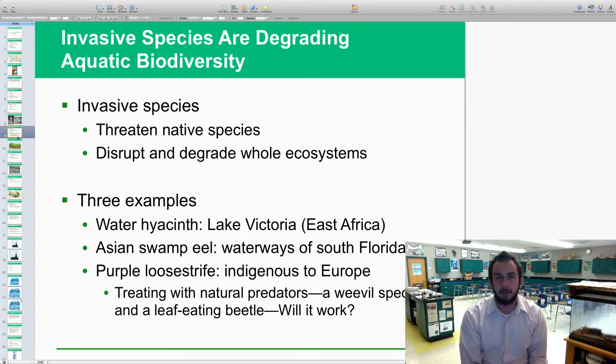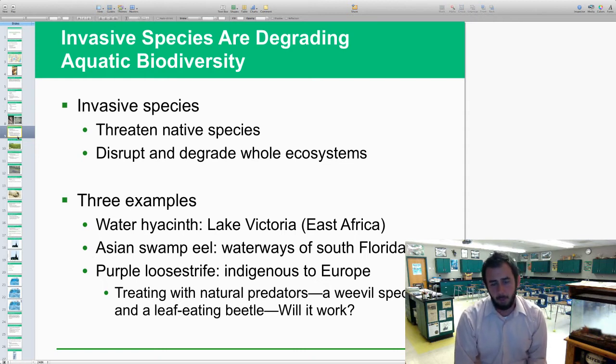A couple of examples the book likes to talk about, especially on the aquatic side, are the water hyacinth, which is in Lake Victoria. That's another one which also was tampered with in Lake Victoria. The Asian swamp eel, which has really taken over the waters of South Florida. Purple loosestrife, that's a huge one in Michigan, especially in wetlands. It's indigenous to Europe, but was brought over because it looked pretty in people's backyard ponds, and it spread all throughout the wetlands.